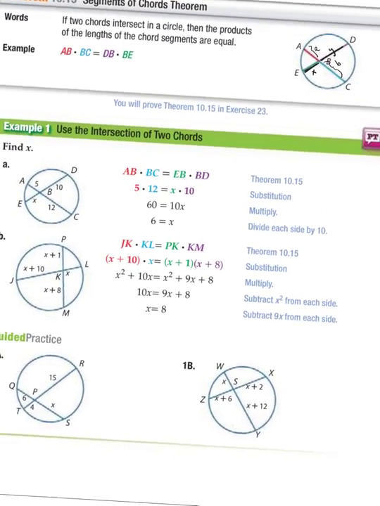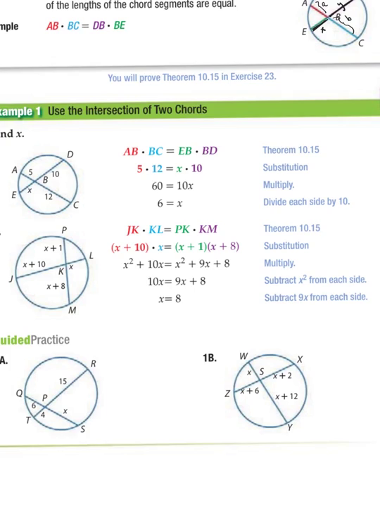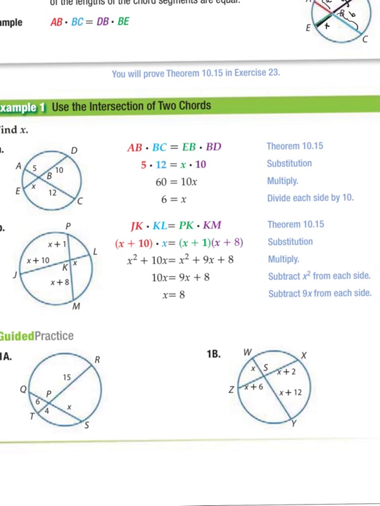And we looked at examples here that they gave us. We had to remember that the FOIL method may come into play. Down here we looked at these examples and we said that we've got 6x, so 6 times x along one chord would equal 15 times 4 along the other chord. So if 6x is 60, the length of x would need to be 10 units long.